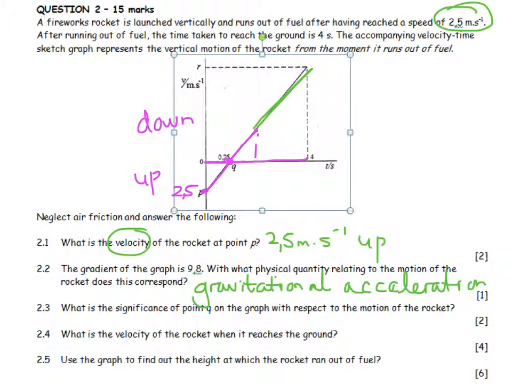What is the significance of point Q in respect to the motion of the graph? That is where it stops and changes direction at the top of its projectile.